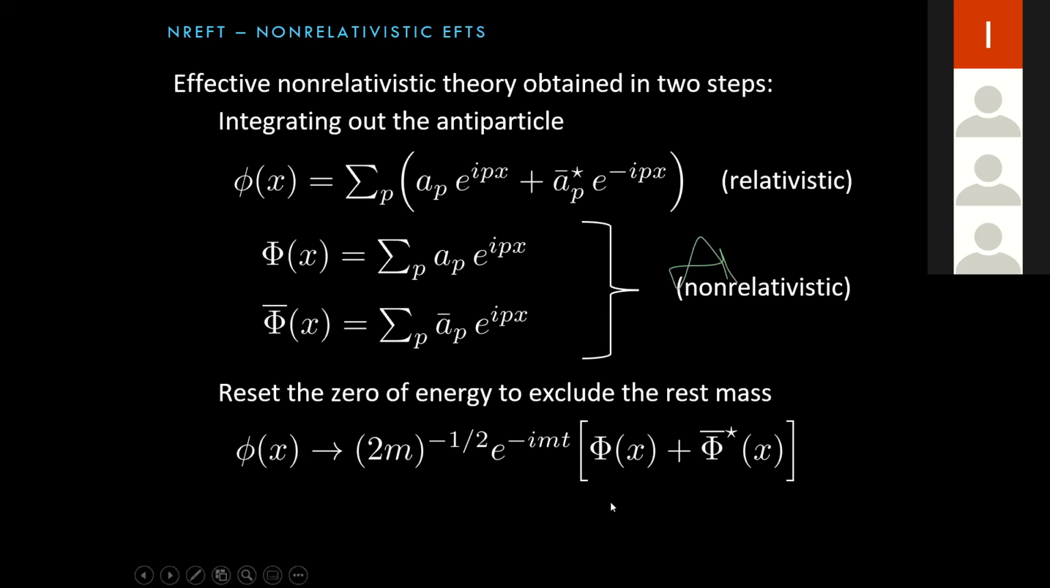And so it's also useful to redefine your field by scaling out a factor of e to the minus imt, where m is the rest mass, because that effectively makes m the zero of energy. So this is the kind of redefinition you do, and there's a conventional factor up front here which I'm sticking in just to arrange that once I'm finished, the time derivatives of phi will be recognizable. You'll see why in a second.